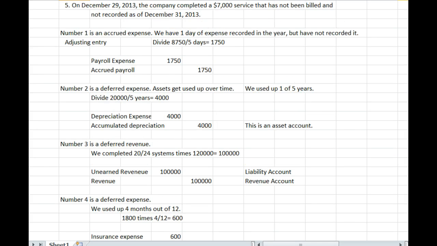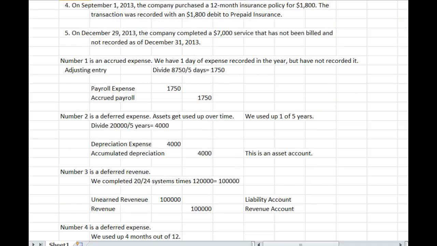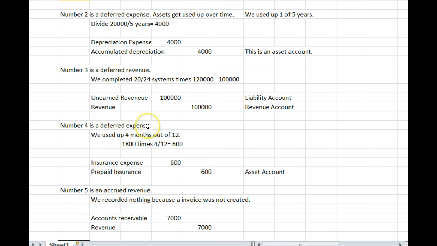Number 4 is the company purchased a 12-month insurance policy for $1,800 on September 1st. So between September 1st and December 31st, we've completed 4 months. So we've been covered for 4 out of 12 months, right? All right. So that's a deferred expense.